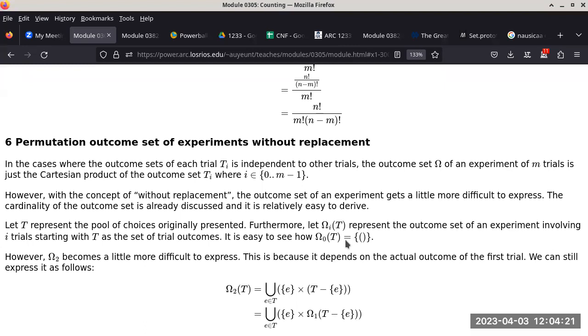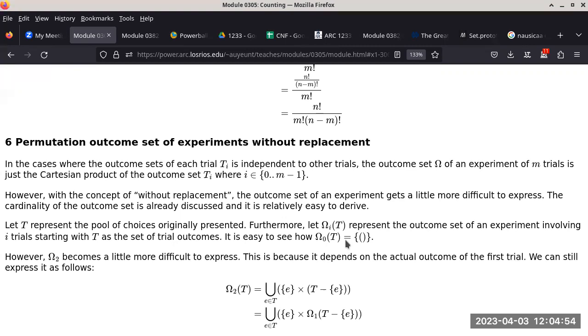In the most general format, omega subscript I of T, it is asking: what is the permutation outcome set of starting with T as the items in the bag, and we have I trials? In other words, we remove I items from the bag T where ordering is important. How many ways can we get things out of that bag where ordering is important? That's what omega I of T is asking.